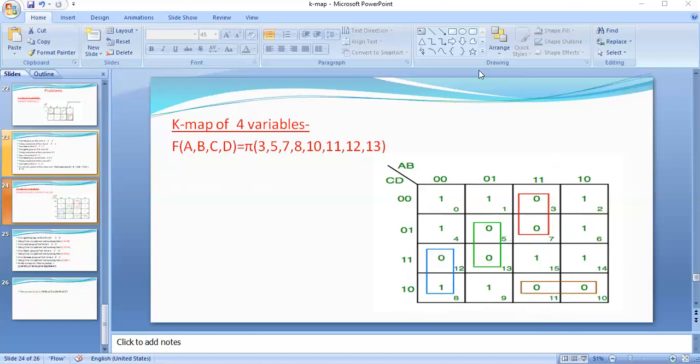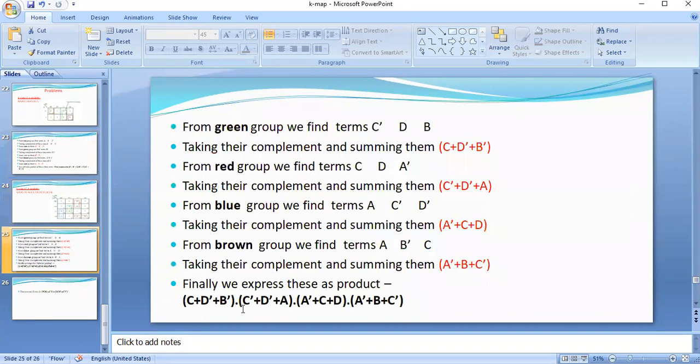So this is all about 2 variable, 3 variable, 4 variable K-map for SOP and POS to get the simplified SOP expression and simplified POS expression. So this is the minimized expression. We have 4 pairs, so for 4 pairs, we have 4 terms.